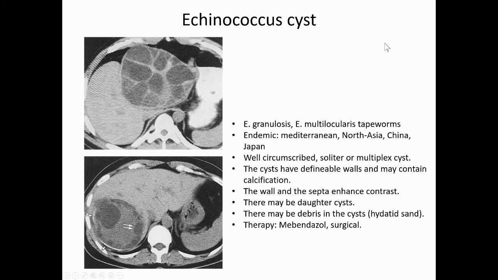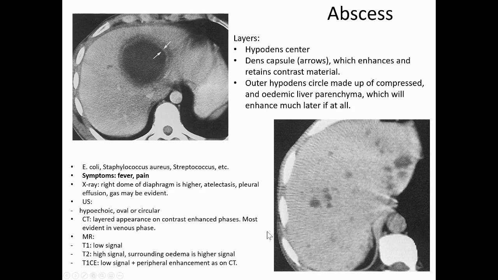Echinococcus cysts usually come from some form of worm, and we see cysts which are well circumscribed, solitary or multiple. They have definable walls and can contain calcifications. The wall and the septa, so these are the septa within the cyst, and this would be the wall of the cyst, will enhance, and within the cyst there will be daughter cysts or some sort of debris. And of course there are therapeutic regimens that you can use to treat them.